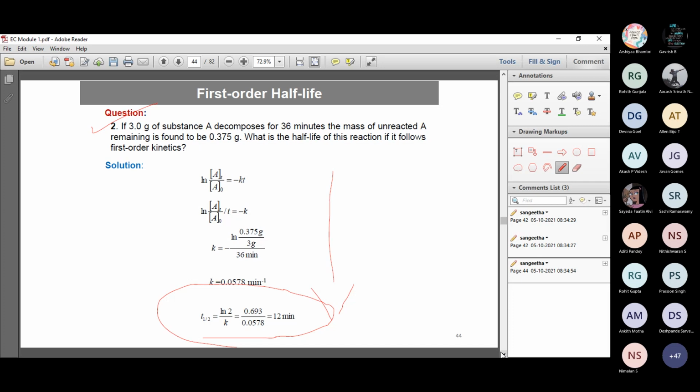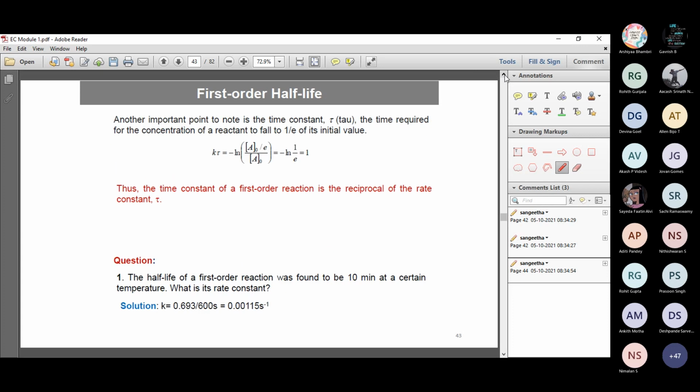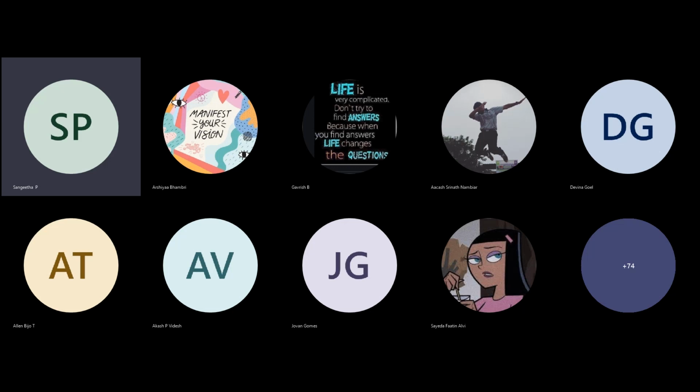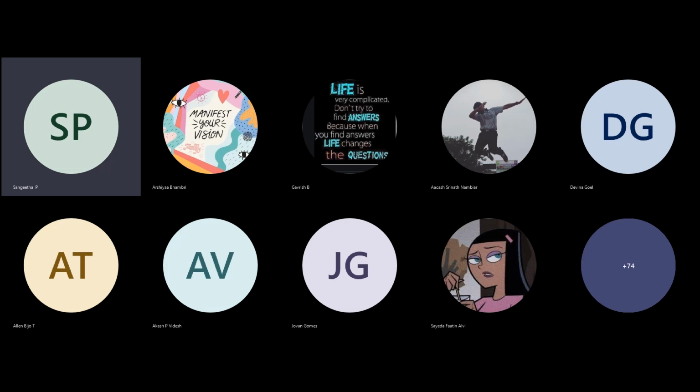The half-life for a first order reaction is 100 seconds. Are you writing? The half-life for a first order reaction is 100 seconds. Calculate the rate constant and determine what fraction will have reacted after 250 seconds. I repeat, the half-life for a first order reaction is 100 seconds.